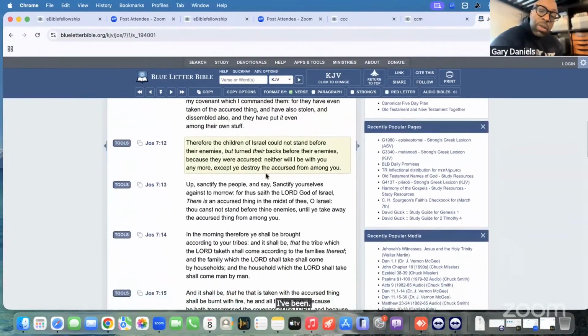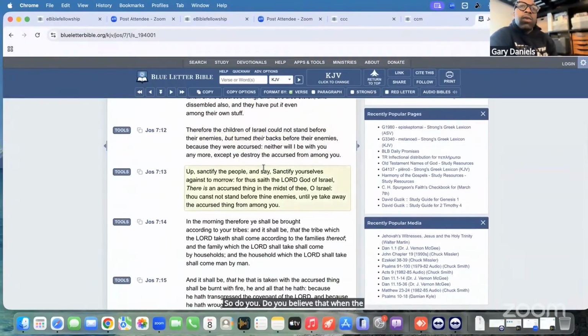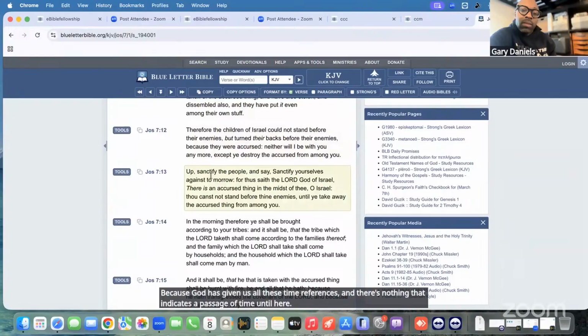Do you believe that when the walls of Jericho came down and Achan took of the Babylonian garment and the wedge of gold, that same day 36 men fell? Or wouldn't it have been the next day? I think it was that same day because the city is taken, and God has given us all these time references, and there's nothing that indicates a passage of time until here, where it mentions eventide.